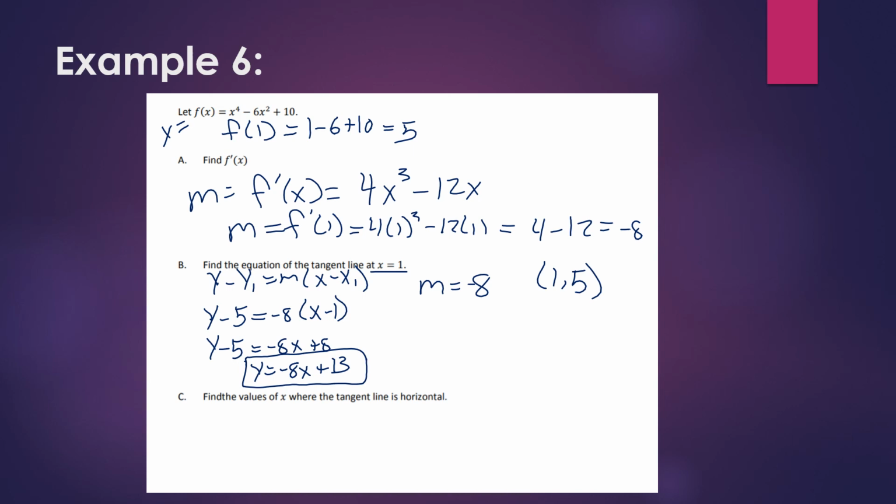So remember, a horizontal line means that m equals 0, which means that f prime would equal 0. So I'm going to take my derivative and set it equal to 0. So 4x cubed minus 12x equals 0. So to factor this, it's easier than you might think. The first thing that can come out is a 4x. And that will give me x squared minus 3 equals 0.